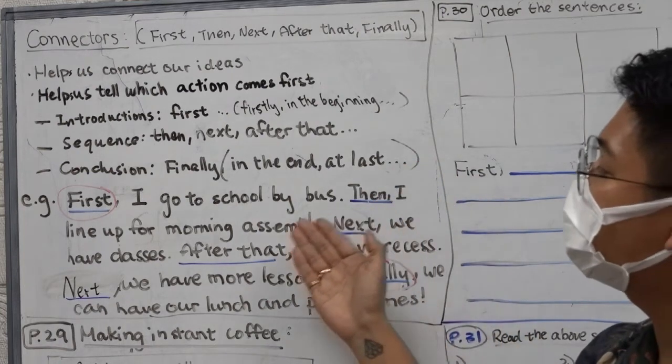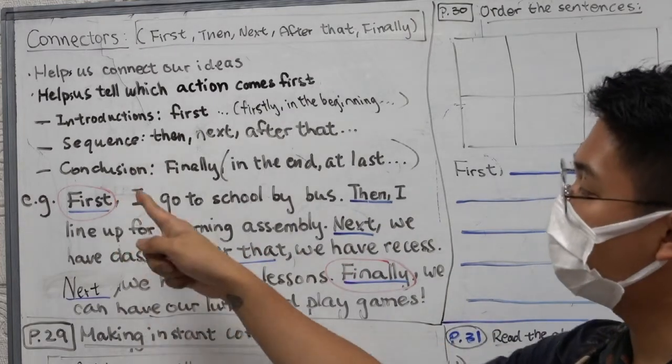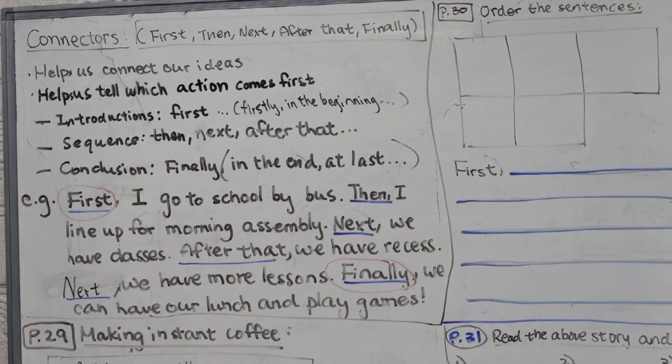Again, you can repeat these sequence words except for first and finally, okay? Except for first and finally, all right?